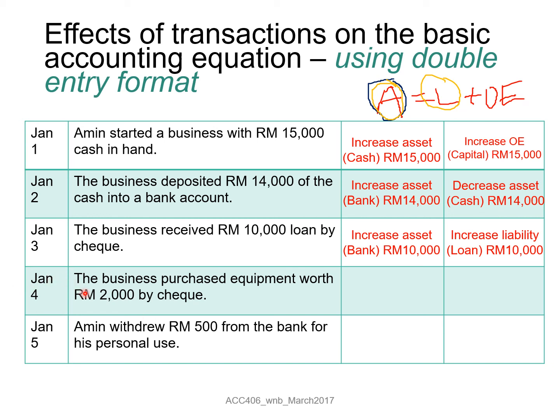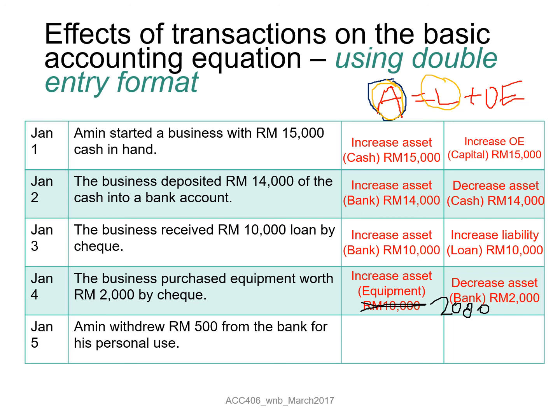Moving on, this is 4th January, the business purchase equipment worth 2,000 by check. Dia beli asset, dia guna duit bank. Okay, right here. So, how do we record the effect? Kita akan increase asset referring to the equipment sebanyak 10,000, sorry. Bukan 10,000, 2,000 je. Here. 2. And then, kita akan decreasekan asset, which is duit dalam bank, sebanyak 2,000.